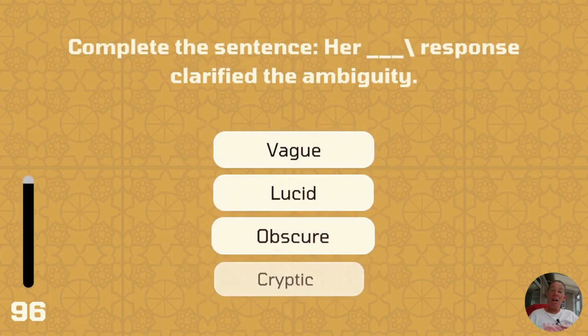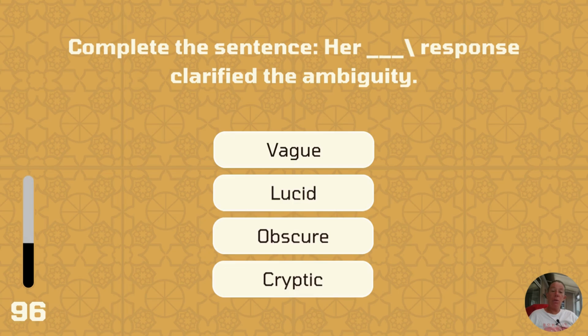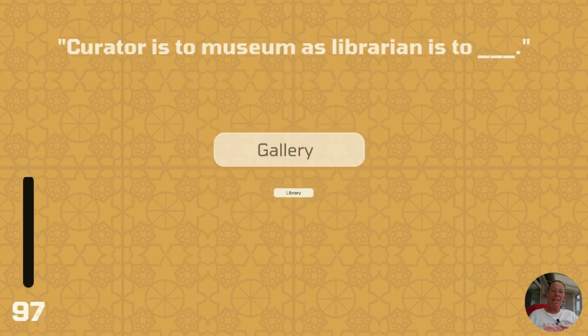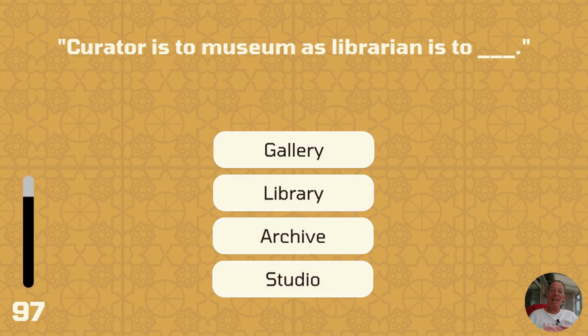Complete the sentence. Her something response clarified the ambiguity. Vague, lucid, obscure, or cryptic? Lucid. Curator is to museum, as librarian is to gallery, library, archive, or studio. Library.